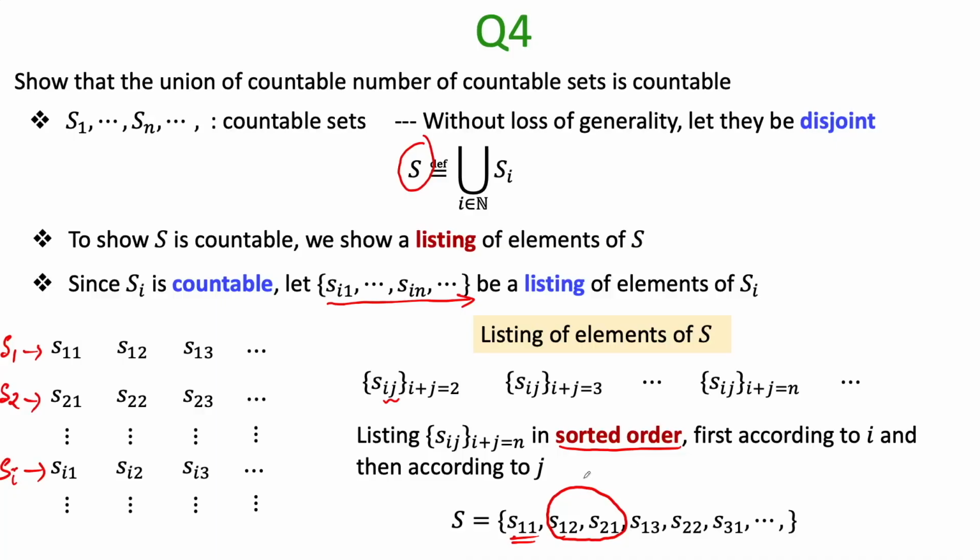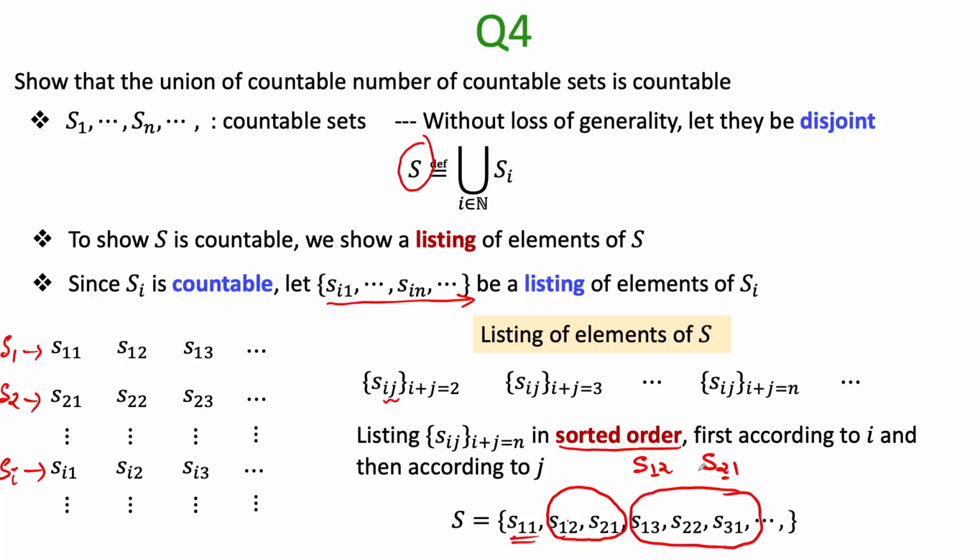Okay, sorry. So I have two elements here, S12 and S21, to list down. I will give preference to the lower value of i first. That's why I have written down S12 first, and then S21. Then I will focus on all Sij's where the summation of i and j is 4, and so on.